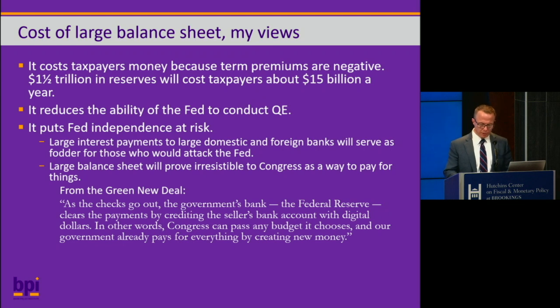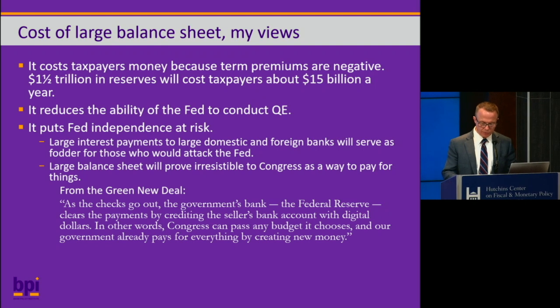For example, consider the financing plank of the Green New Deal: "As checks go out, the government's bank, the Federal Reserve, clears the payments by crediting the seller's bank account with digital dollars. In other words, Congress can pass any budget it chooses, and our government already pays for everything by creating new money."